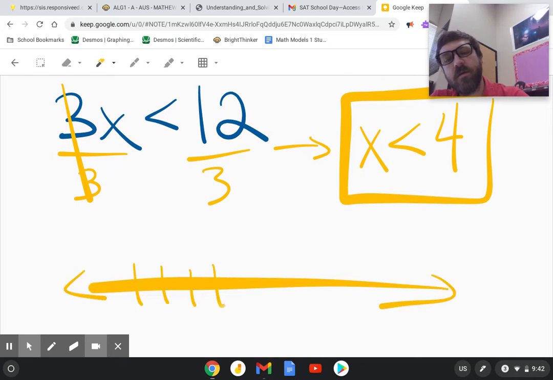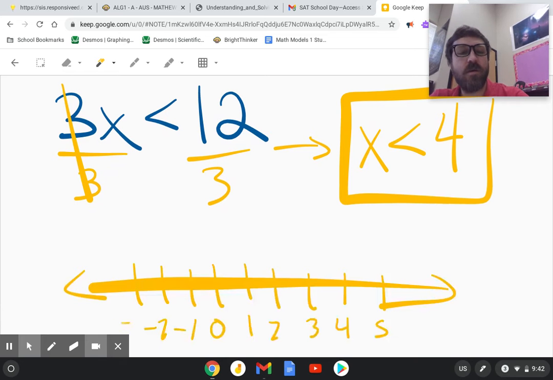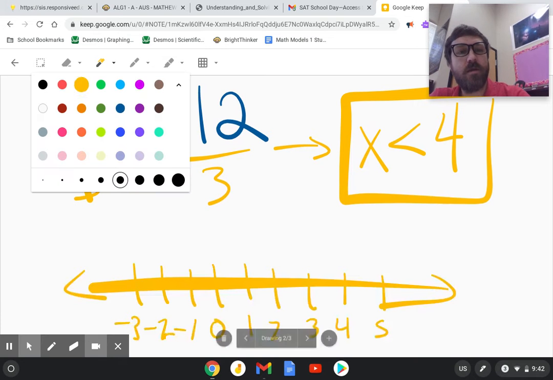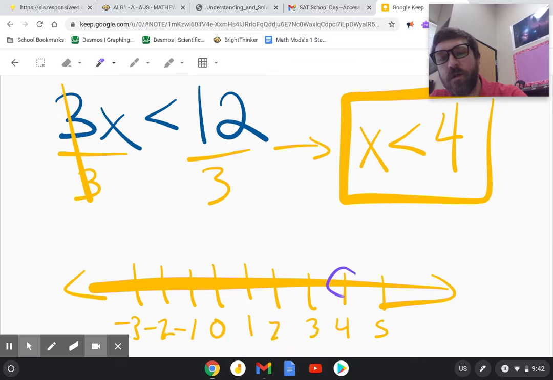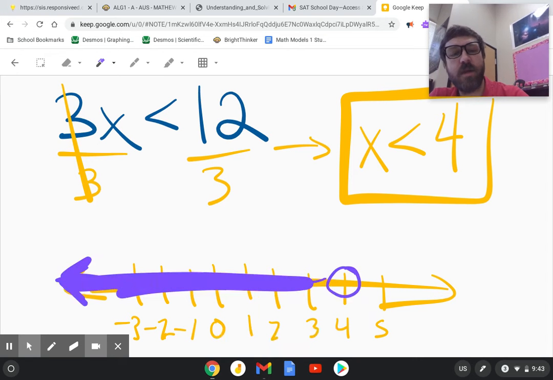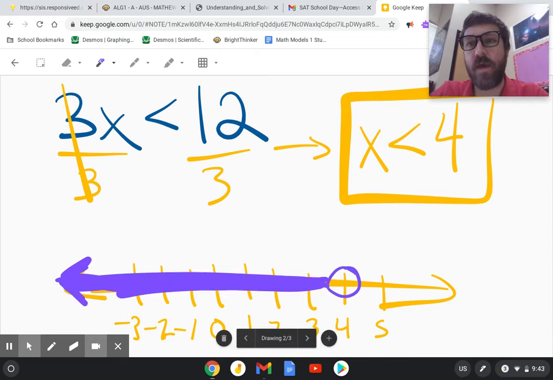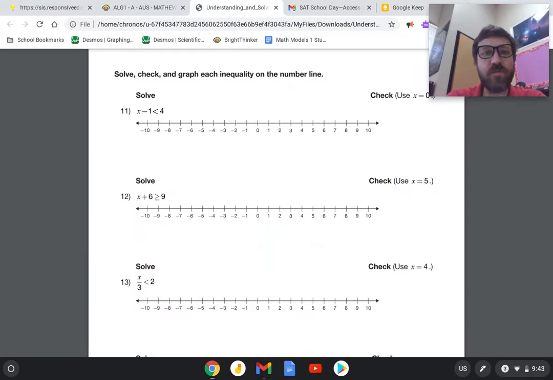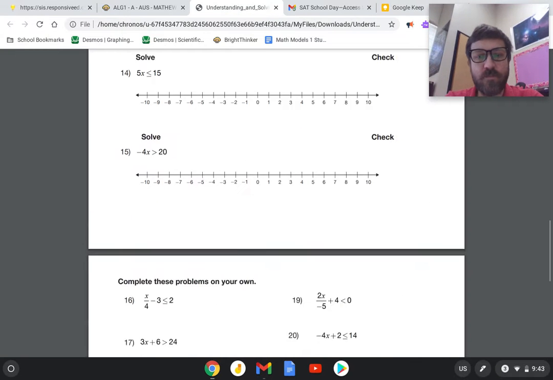So let's go ahead and graph. 0, 1, 2, 3, 4, 5, -1, -2, -3. All right, so we will have an open circle at 4 and less than. So we're going to go this way with it, and we'll shade that direction. And so that would be my solution to that. So that's what you're doing in 11, 12, 13, 14, 15.